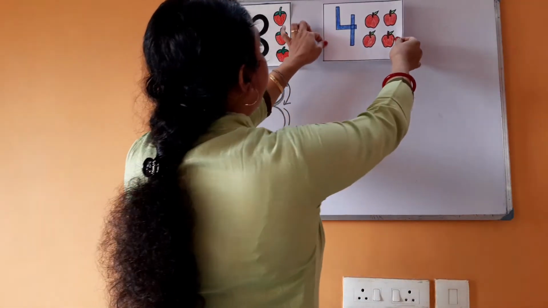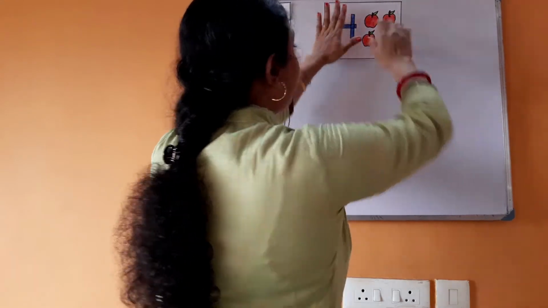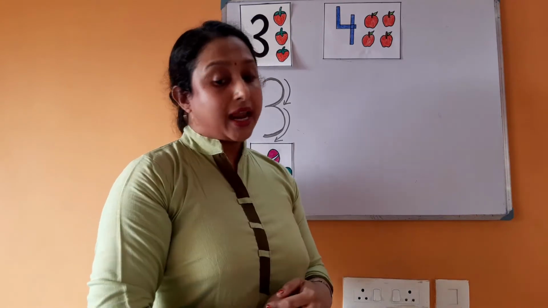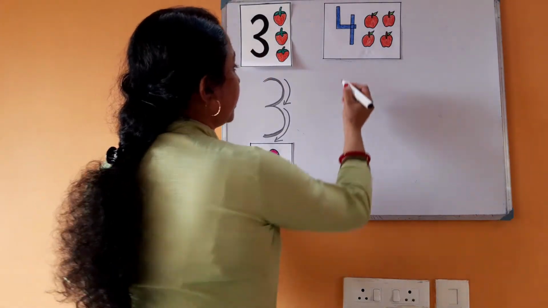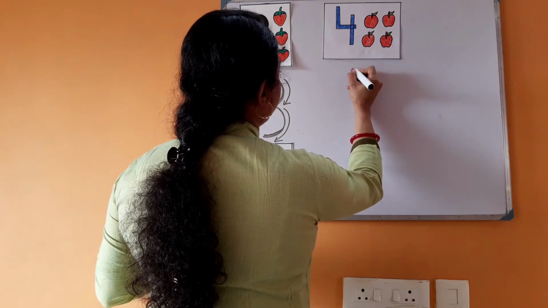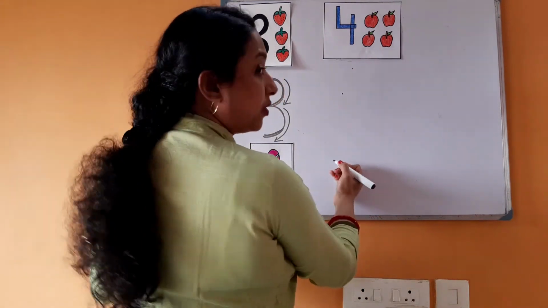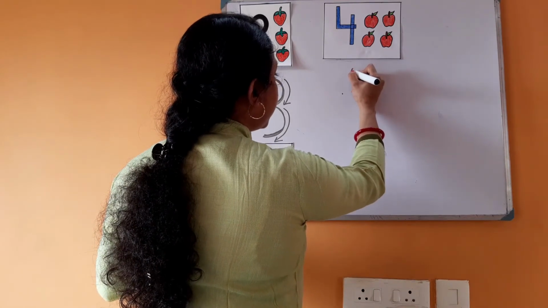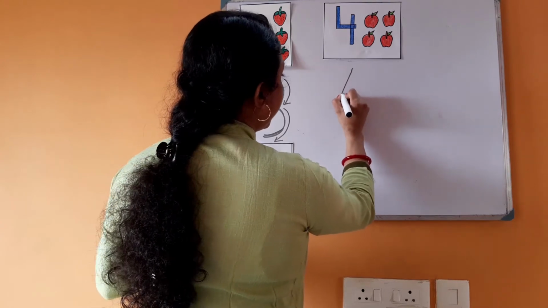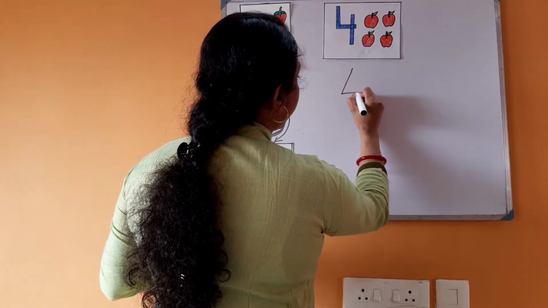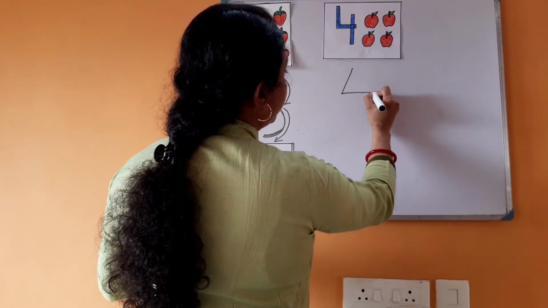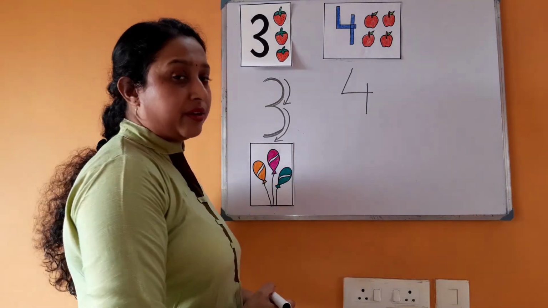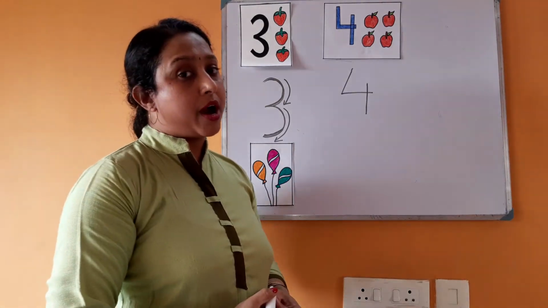Now look at the board. How to write number 4? Children, please pay attention and keep watching. Start from top. First, I have to give 2 dots like this. Then start from top dot and draw a slanting line. Then draw a slipping line from left side to right side. Then draw a standing line to the right side. So this is the formation of number 4.